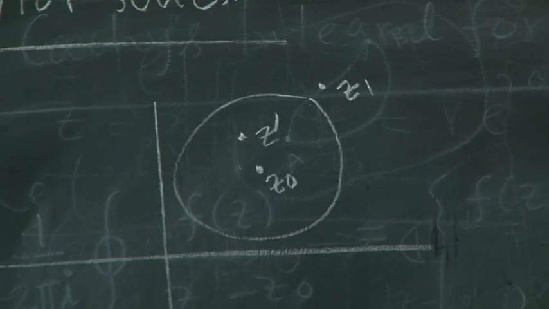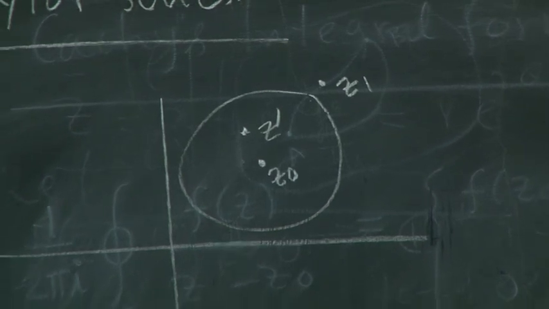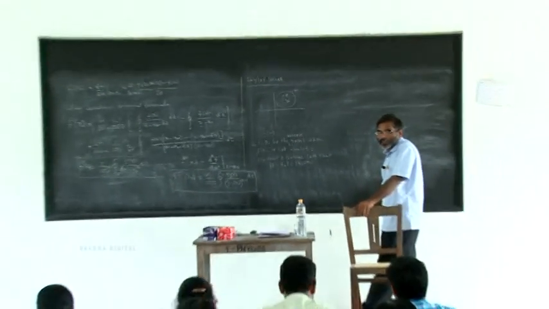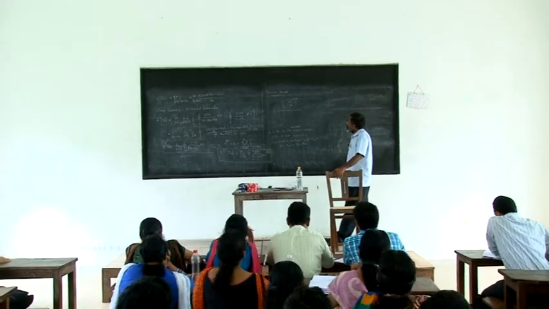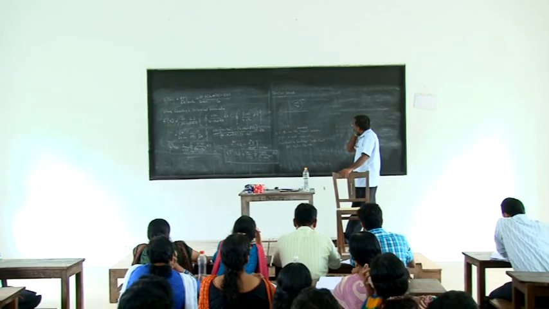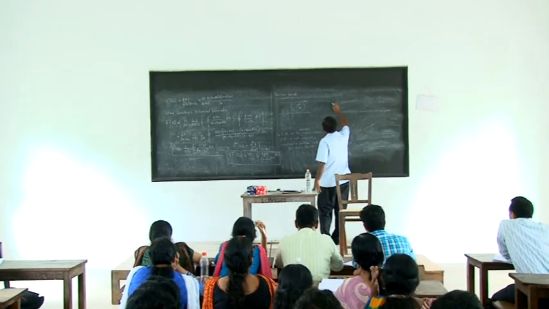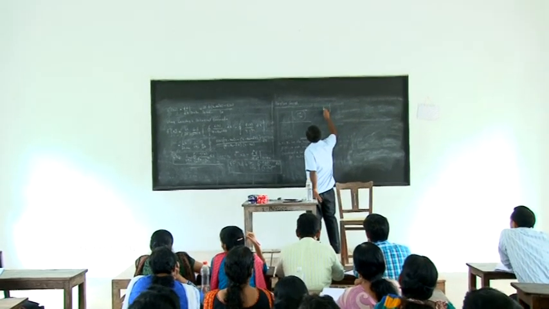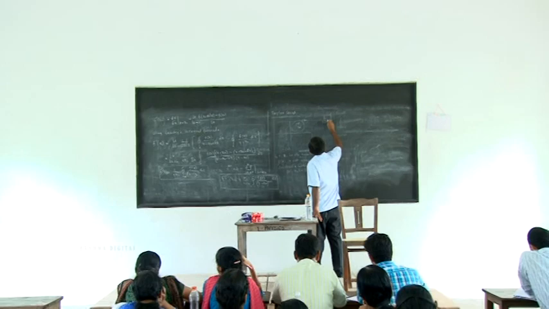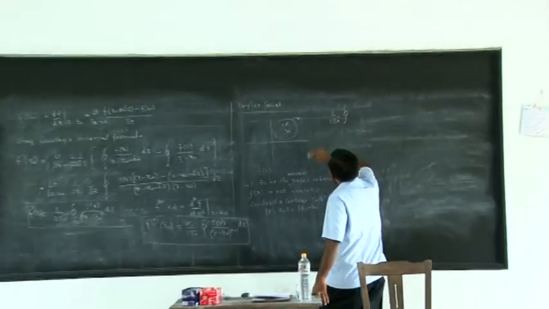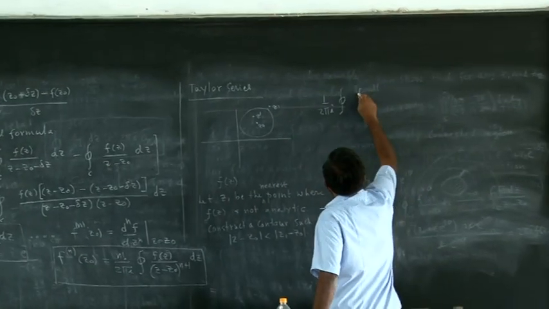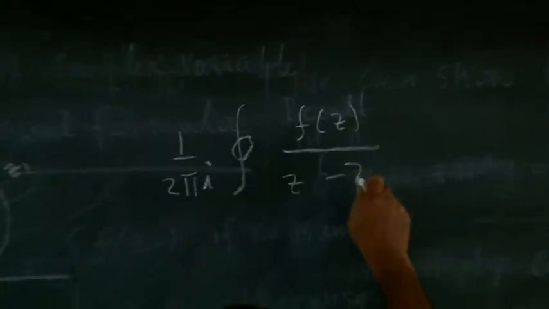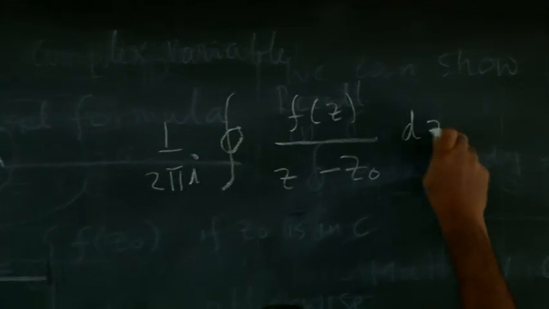Be defined, and for this Cauchy integral theorem is valid. Correct? For this Cauchy integral theorem is valid. So I will write this Cauchy integral theorem as 1 over 2 pi i over this contour f of z by z minus z naught dz.